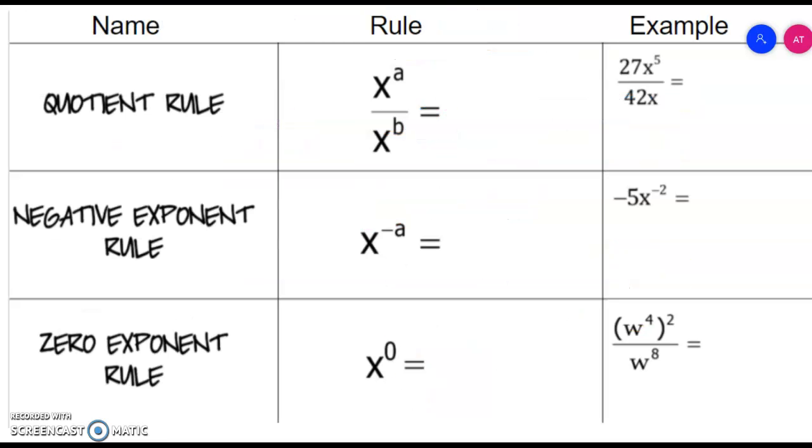Up next, we have our quotient rule. So when we have x's on the top and x's on the bottom, what we're going to do is subtract the bottom from the top. A great rule to keep in mind that I use is when I look at problems, which one has more, the top or the bottom? If the bottom has more, I know that all of my x's on the top are going to be gone, and they're just going to be on the bottom, and vice versa.